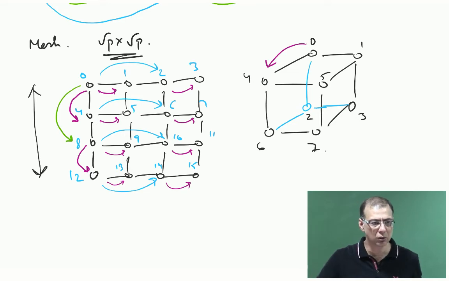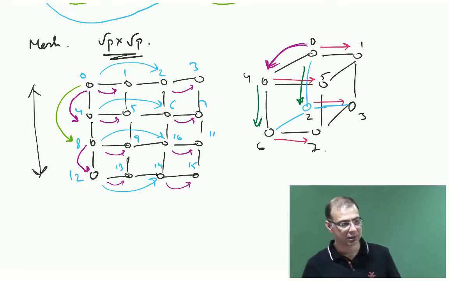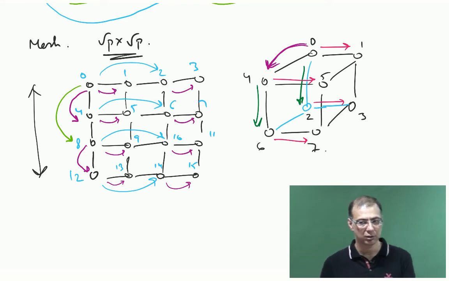I mean, you can generalize this to log p dimensions, but essentially in the first iteration you're communicating along the first dimension. In the second iteration, 0 would send to 2, 4 would send to 6, right? That's communication happening in the second dimension. And finally, in the third iteration, 0 will send to 1, 2 will send to 3, 6 will send to 7, and 4 will send to 5, right? And you can see it's communication happening along the third dimension, right?